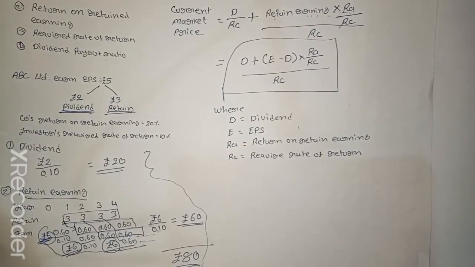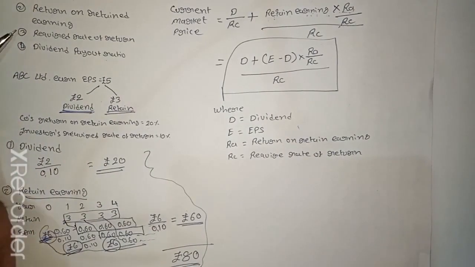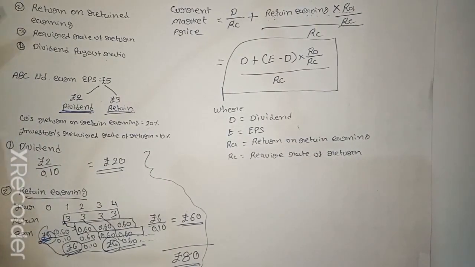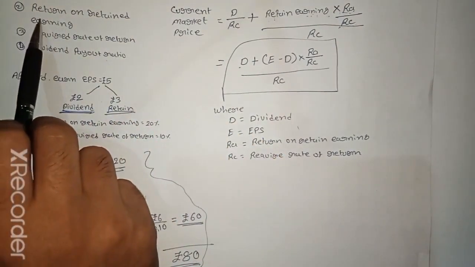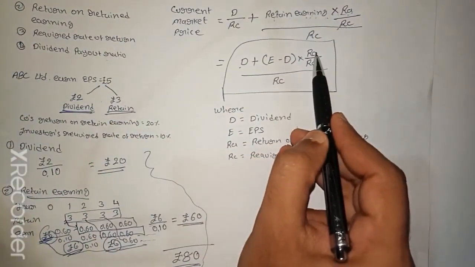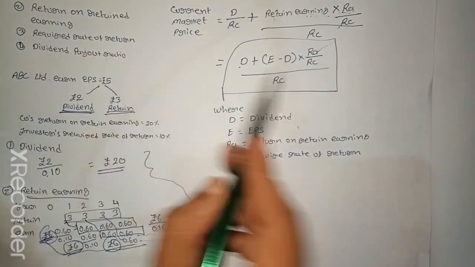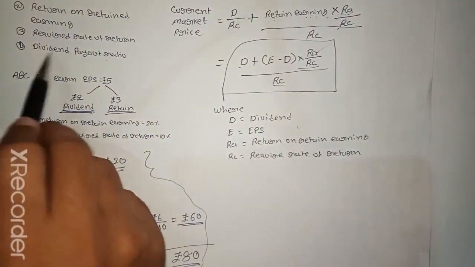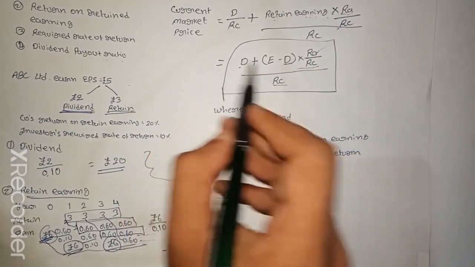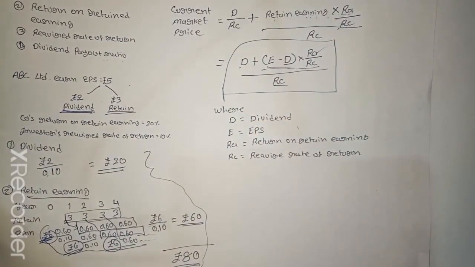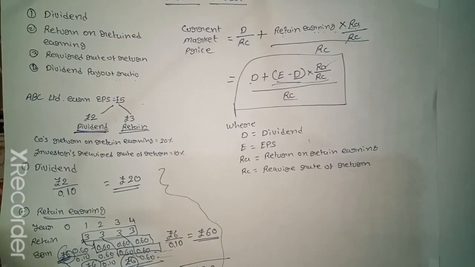Now we take the understanding of how these 4 factors affect the price of shares. Here, dividend, return on retained earning, required rate of return, dividend payout ratio, means dividend paid or retained earning. Now we take understanding of how dividend, return on retained earning, required rate of return and dividend payout ratio affect the price of shares.